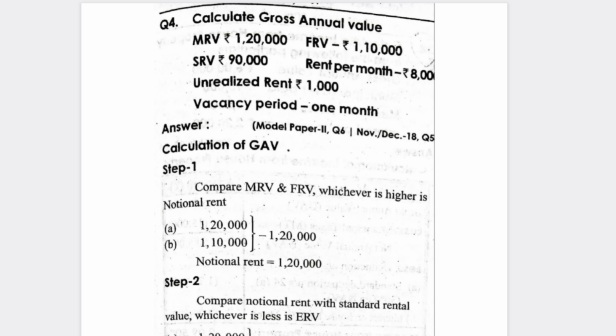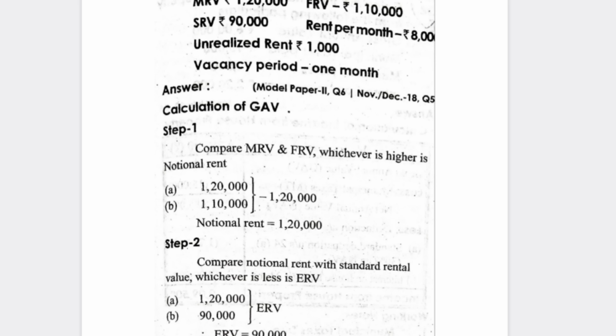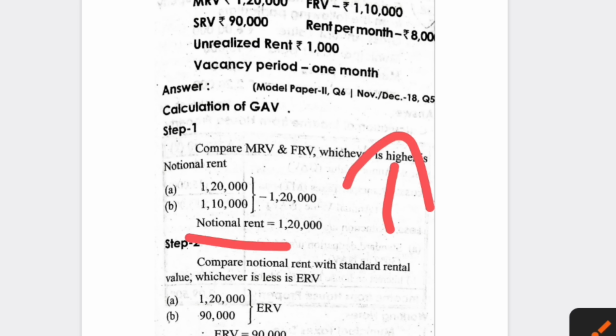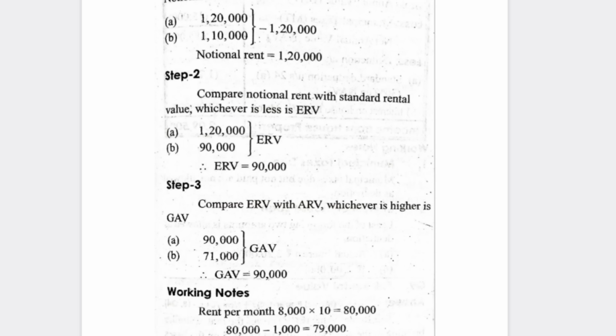When no one is renting that room, do we get rent from that room? No. Unrealized rent means out of 8,000 per month, she gave only 7,000. Unrealized rent is nothing but the amount that is not given. Out of 8,000 she gave only 7,000 and the remaining 1,000 is unrealized rent. As per the steps I have already said, in the first step, MRV and FRV, whichever is the highest we call notional rent, that is 1,20,000. In the second step, notional rent and standard rental value, whichever is the lowest we call ERV.